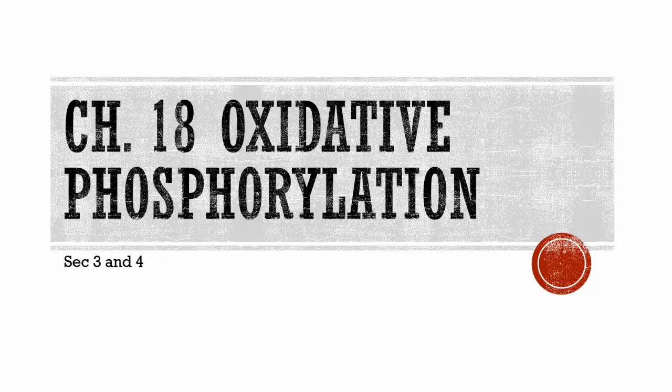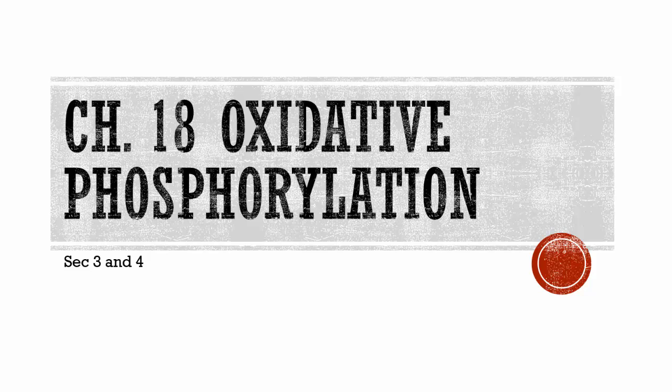In this lecture, we are finishing up Chapter 18 on the electron transport chain by focusing on sections 3 and 4 regarding oxidative phosphorylation and the regulation of the electron transport chain. As you may recall from the previous lecture, the electron carriers NADH and FADH2 are oxidized to ultimately transfer their electrons to oxygen, making water.